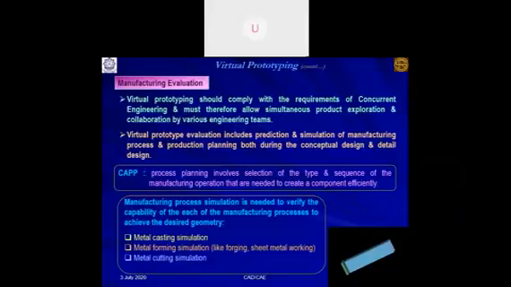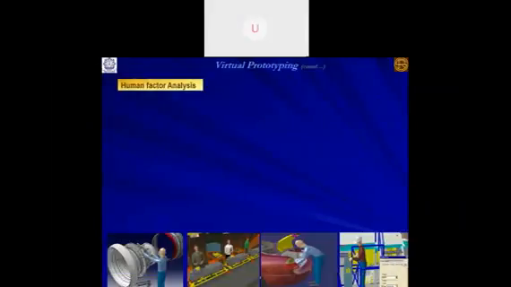There are many software, CAD or CAE tools available to do this. And tool and die design is obviously another important area in manufacturing evaluation that can be done digitally in a virtual environment, and that is why it is part of virtual prototyping. The last one I would like to mention here, among many more, but these are the most important aspects in virtual prototyping, is human factor analysis. As you know, ergonomics, I already gave a brief introduction of ergonomics in the very first class.